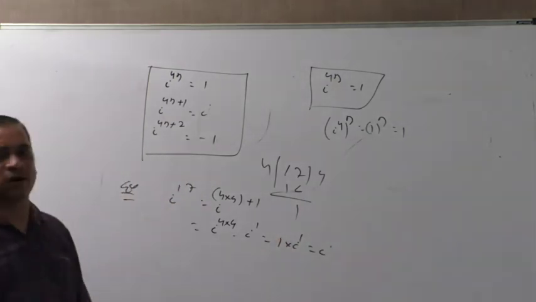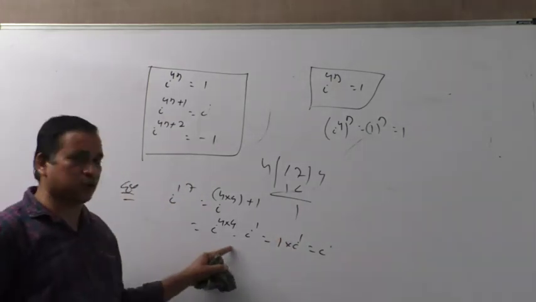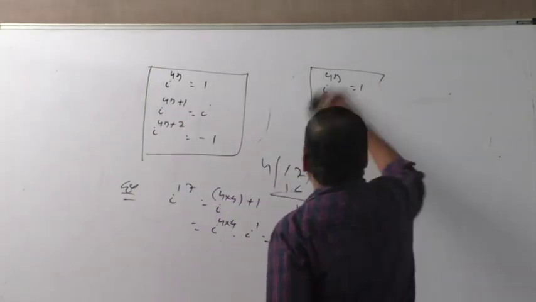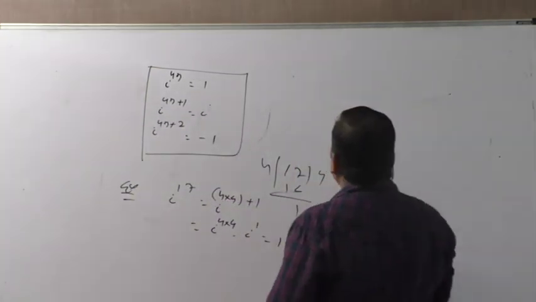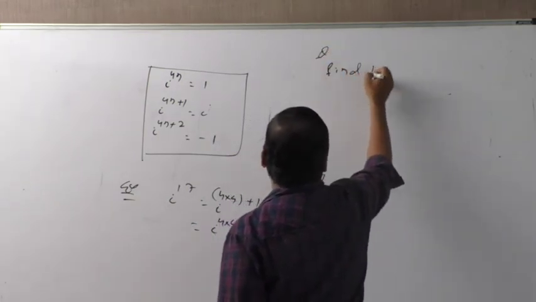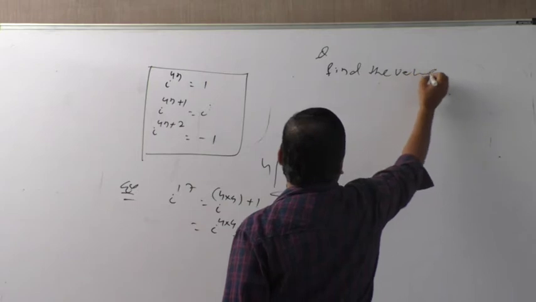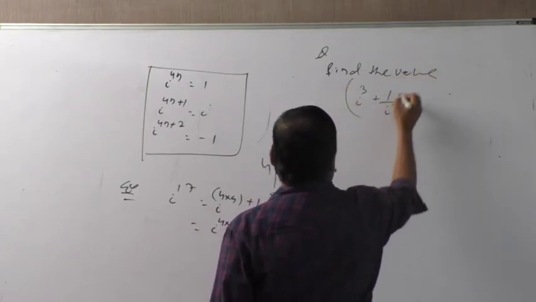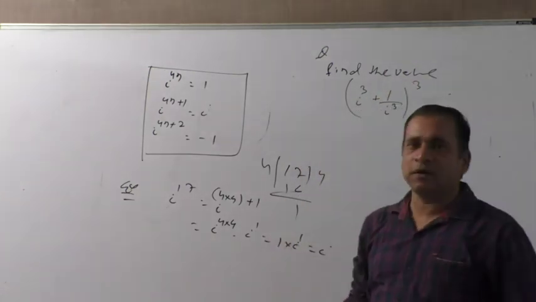The fourth power or fourth multiplier of i is always 1. So this value is i. Suppose there is another question. We are given: find the value of (i^3 + 1/i^3) whole cube.